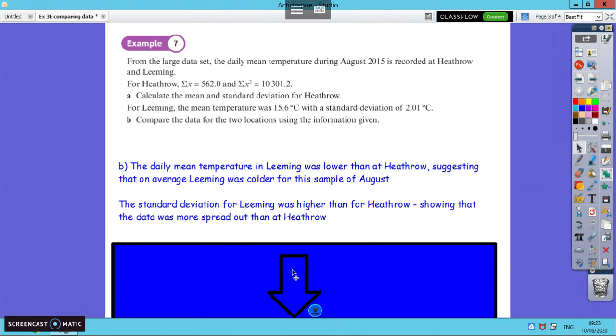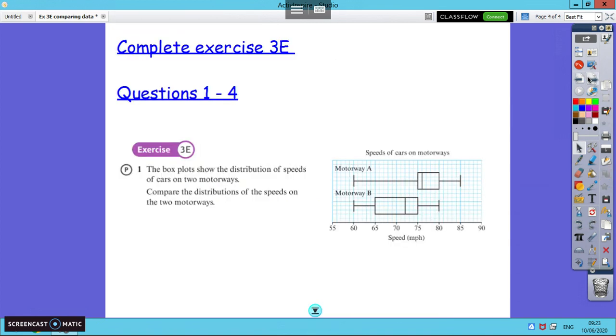Okay, now make sure you've got all that written down. Remember, pause the video whenever you want to catch up, write anything down. So what we're going to do today is only 4 questions from exercise 3E, and then we've finished chapter 3, which is quite a nice place to finish on really before your assessments. So you've only got questions 1 to 4 to do.